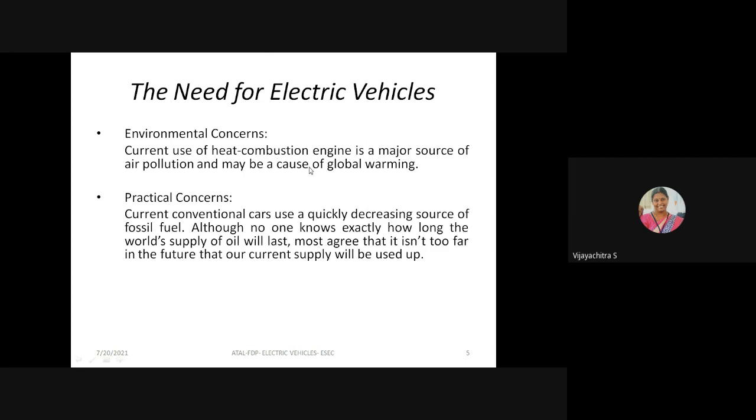Second one, we all know now what the price of petrol is nowadays. The price of petrol is day by day increasing, so it will definitely lead to insufficiency. Current conventional cars use the quickly decreasing source of fossil fuel. One thing, and second thing, the lack of usage due to the increase in the price of the fuel. So that's why there is a practical concern, and we are in need of an alternative. That's why we have to prefer a certain alternative, which is called electric vehicles.